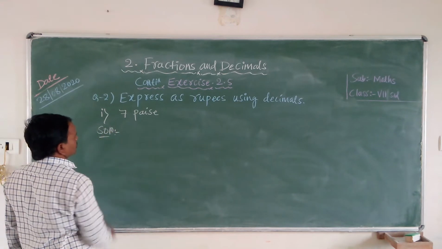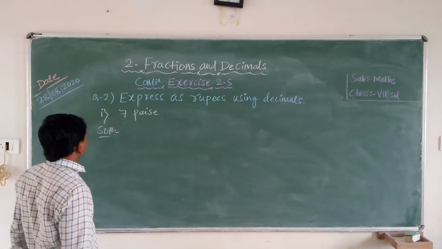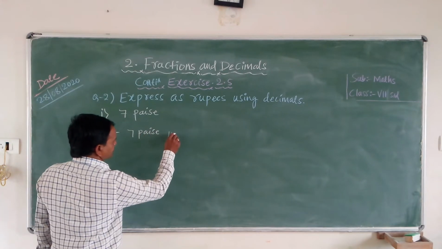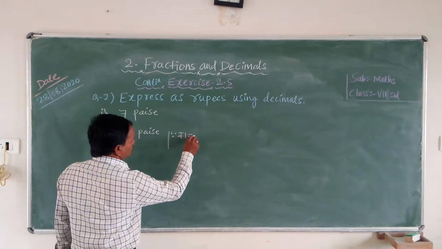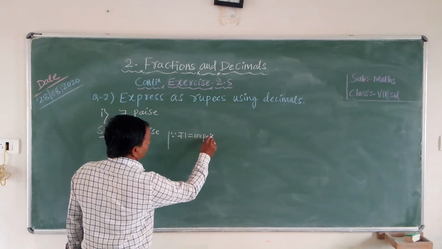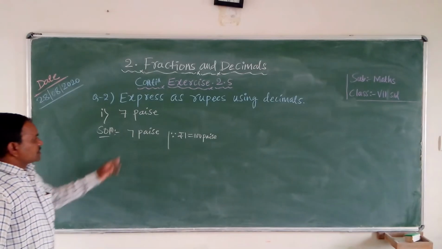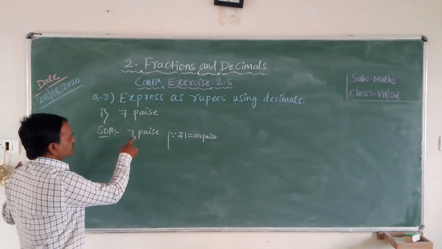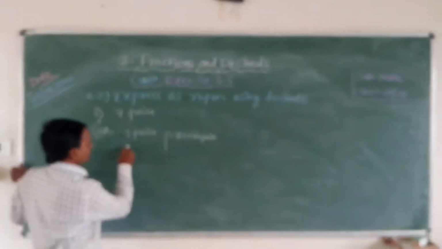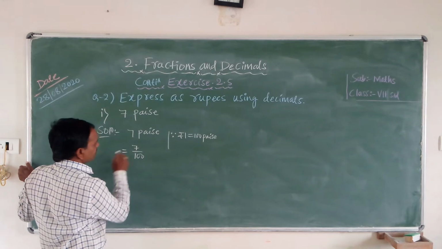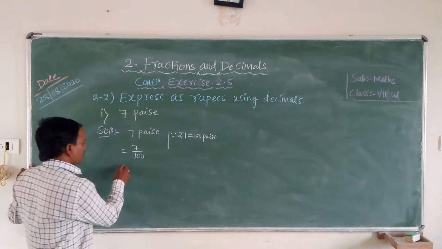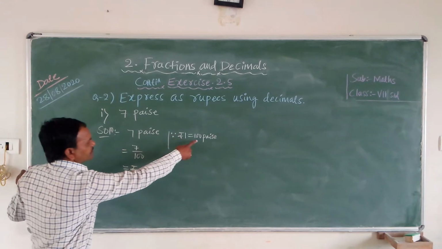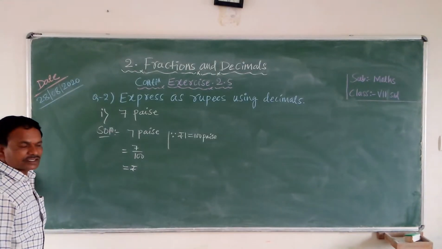Solution: 7 paise. Because 1 rupee is equal to 100 paise, to express paise as rupees in decimals, 7 paise is 7 divided by 100. Paise is converted into a fraction of a rupee. Since 1 rupee is equal to 100 paise, you have to divide 7 by 100.